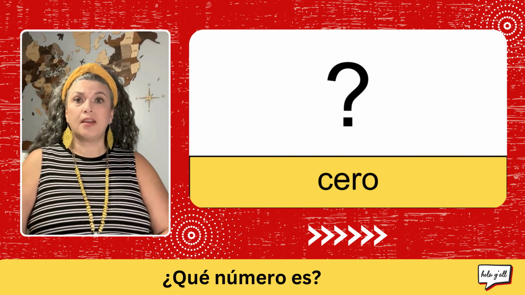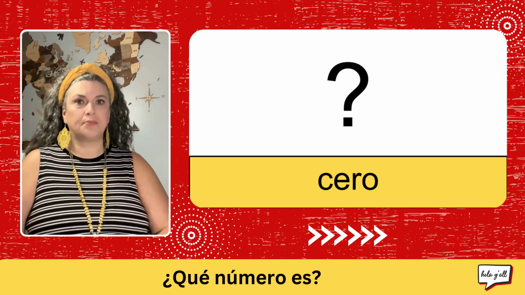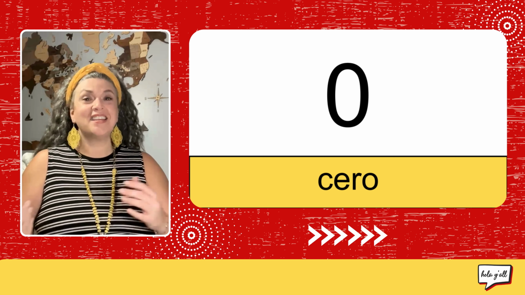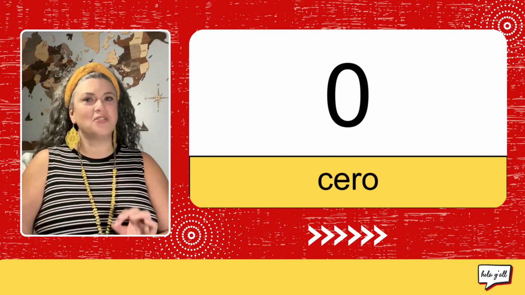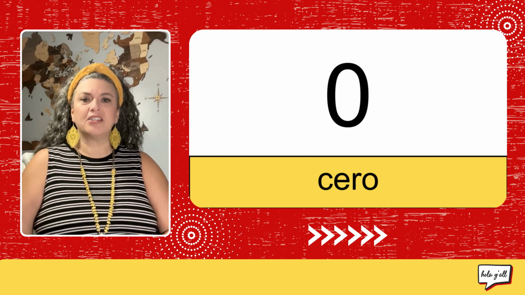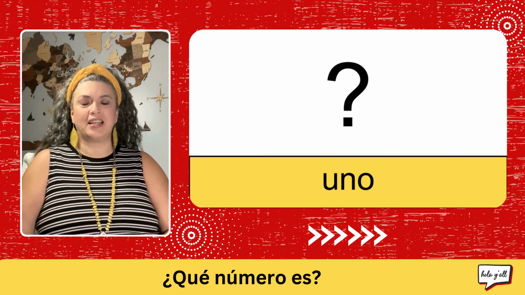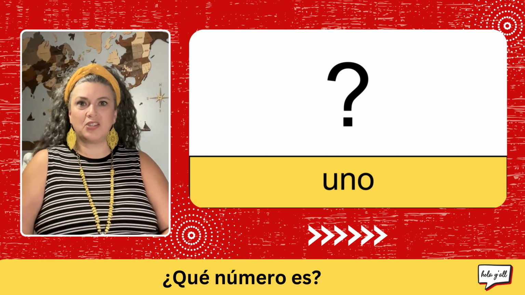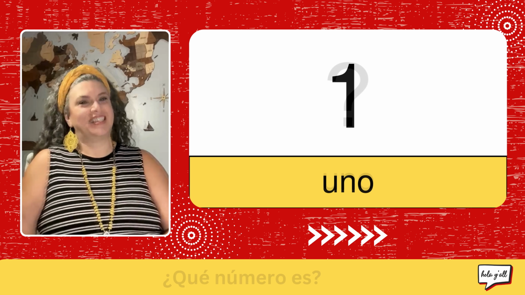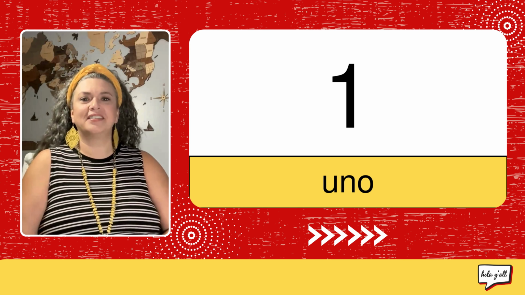¿Qué número es? Cero. Sí, cero is 0. Again, no z sound in Spanish. Cero is 0 in English. ¿Qué número es? Uno. What number is uno in English? Yes, fantástico. Uno is number 1. You are number 1, right?